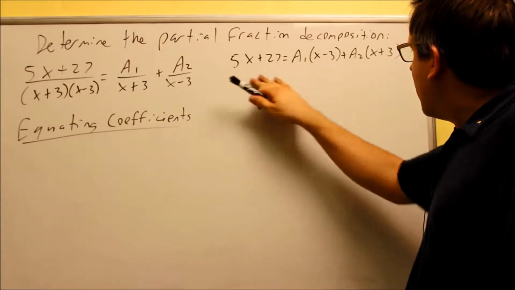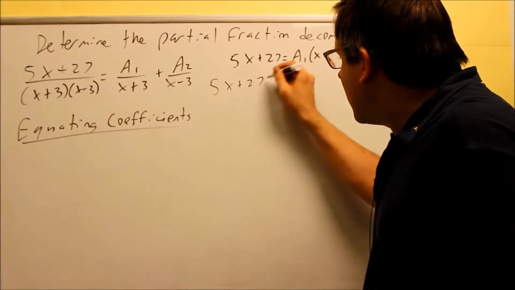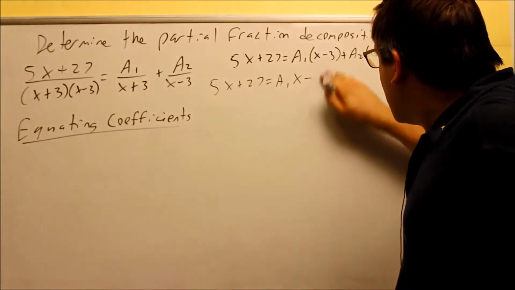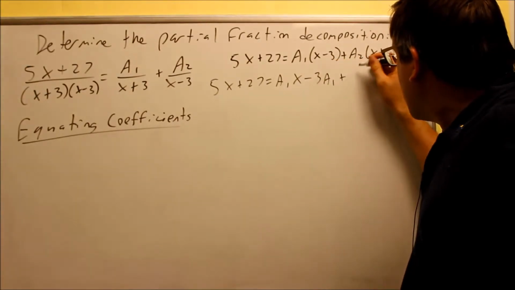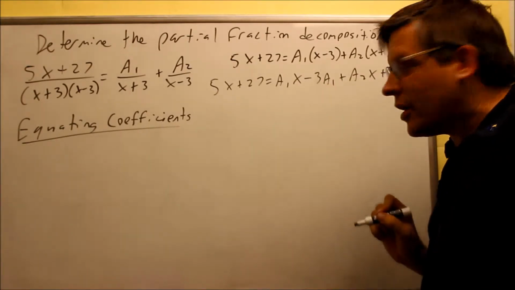So in order to do that, we have to actually free up the parentheses here. So I'm going to go ahead and multiply this out: a1 times x minus 3a1, and then plus a2x plus 3a2. So I've multiplied all that out.